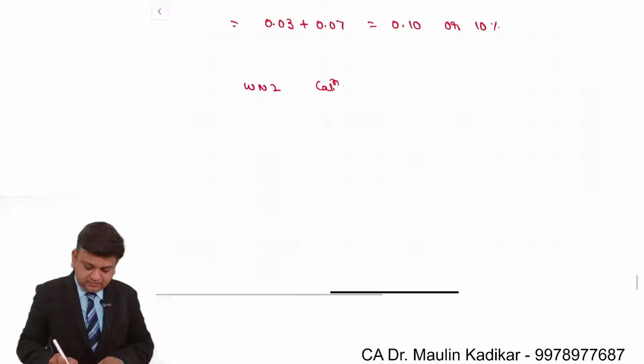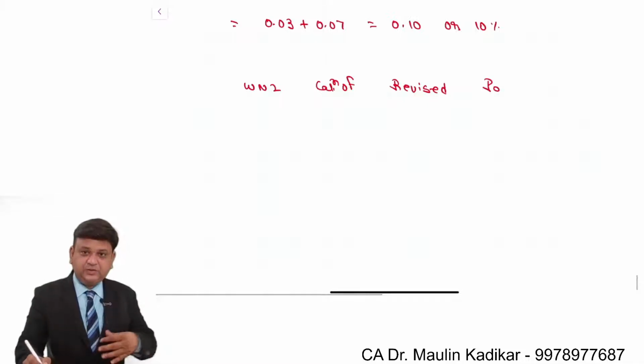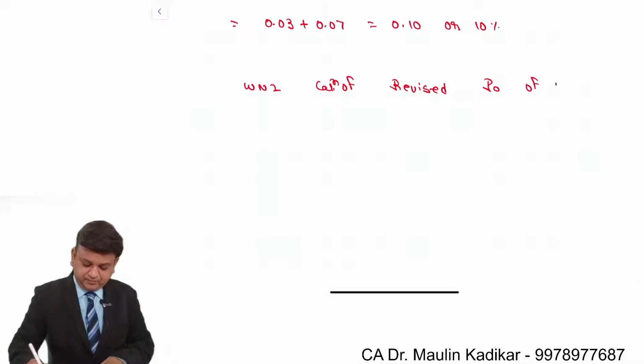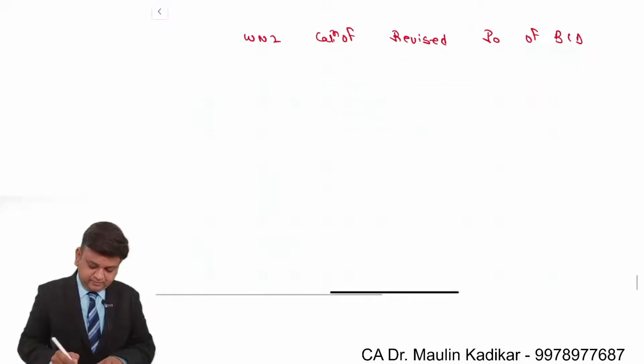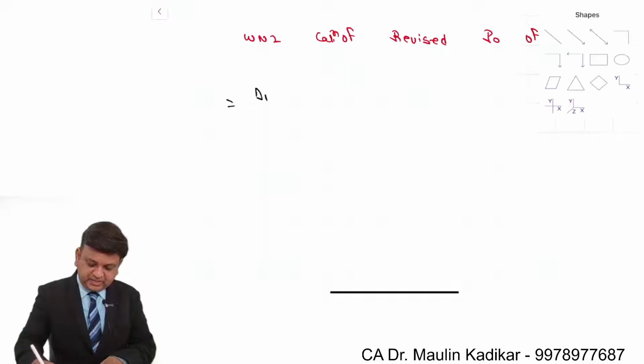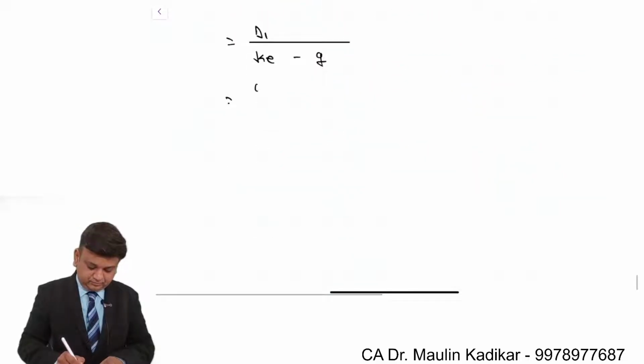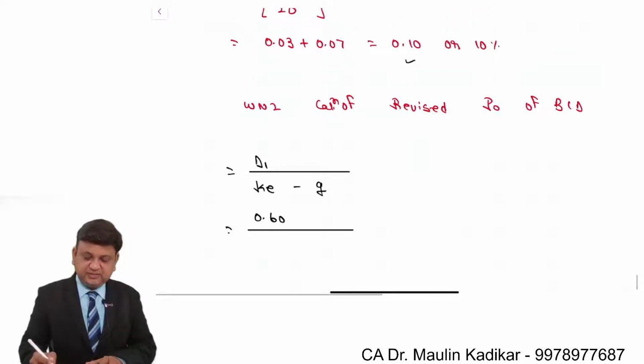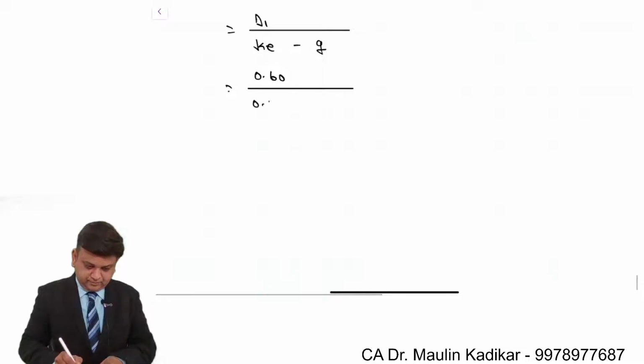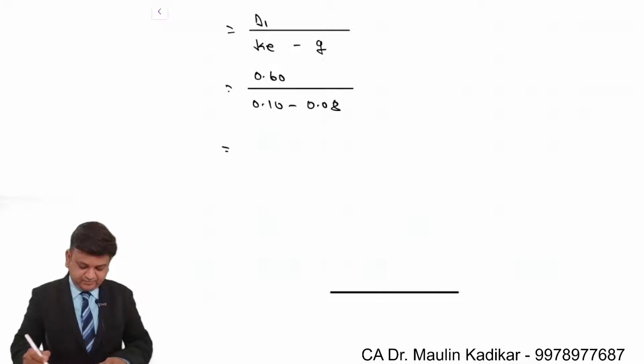Working note number 2. Calculation of revised P0 of BCD Limited. In that, D1 upon K minus G. What is the value of D1? It is 60 paise. Cost of equity has already been found by us. It is 10%. Less growth rate, provided to us as the revised one, is 8%.